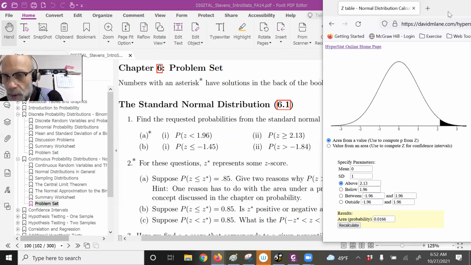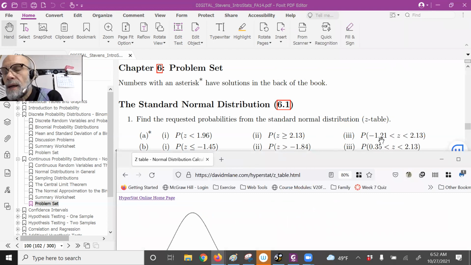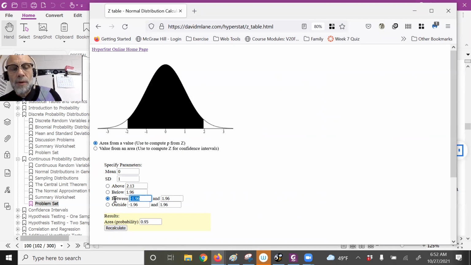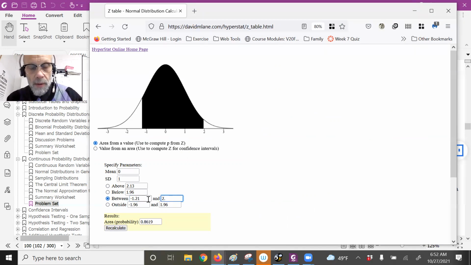Then how do we do an in-between one? So in between -1.21 and 2.13. Let's see, I'm going to write those down because I will leave this screen and I won't remember that. -1.21 to 2.13. So I'm going to click between those two z-scores, -1.21 and 2.13. And that's that probability.